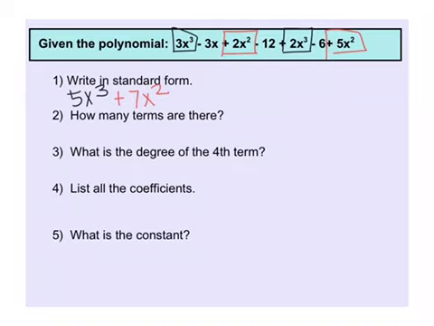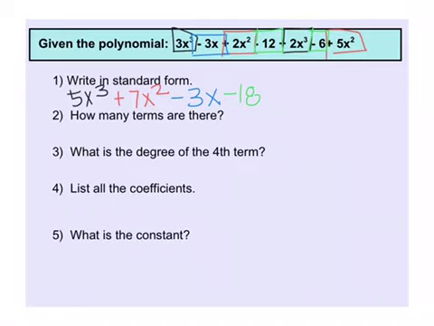Now my x's, I have a negative 3x. That's the only one I have, so I have to make sure I keep that. And then last but not least are my constants. I have a negative 12 and a negative 6, so I get a negative 18. So now we can answer all the other questions. How many terms are there?